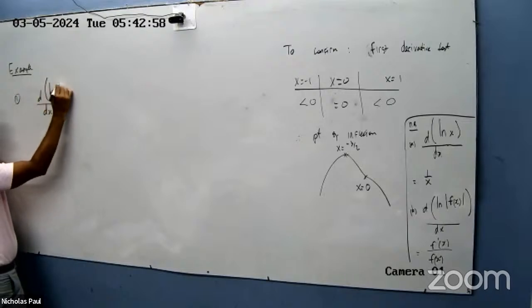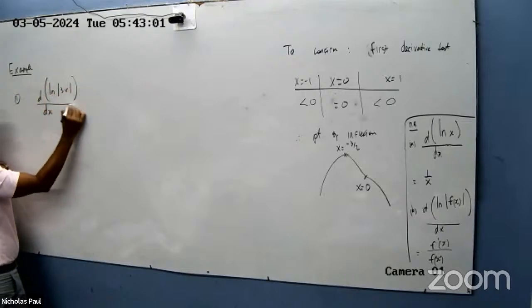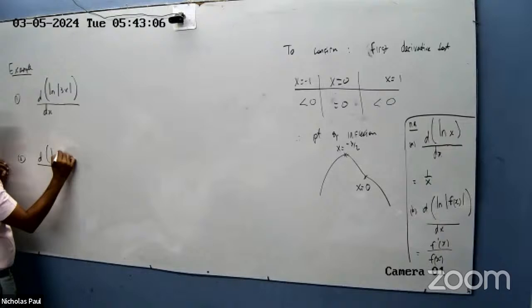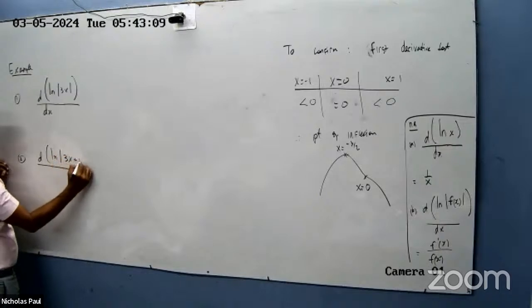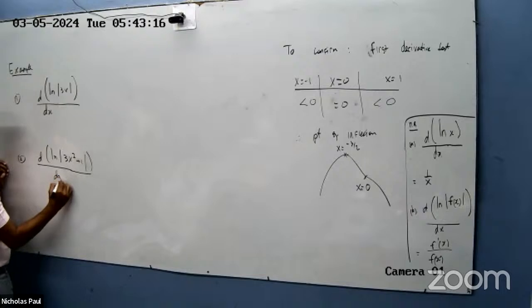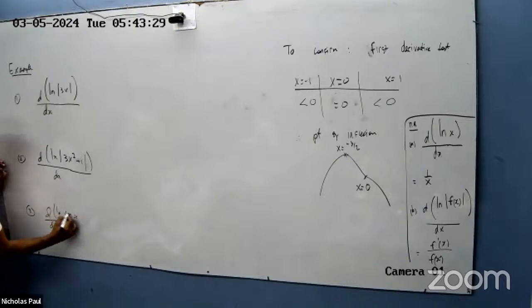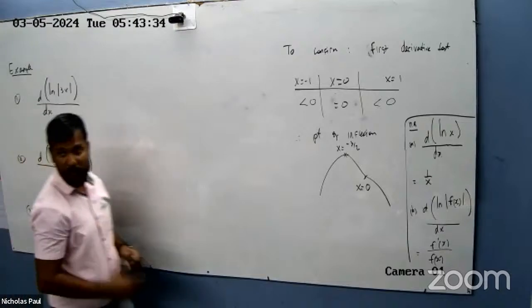Please differentiate ln 3x. Differentiate ln of 3x squared plus 1. And last one, maybe another trick: differentiate ln cos x. All right, let's try those.